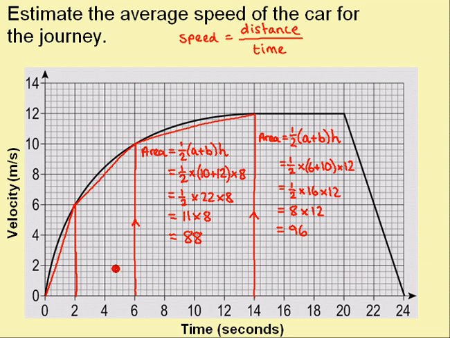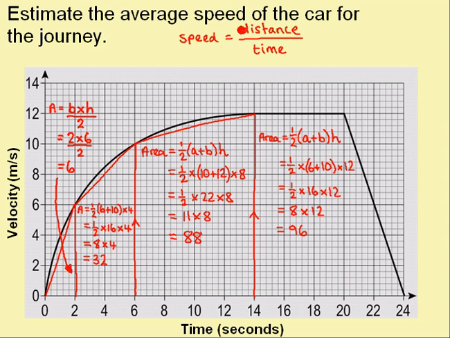Now I do this trapezium in a similar way to this one. I get 32 for this area. The last thing I need to do is calculate the area of this right-angled triangle here. I get 6 for this area here.